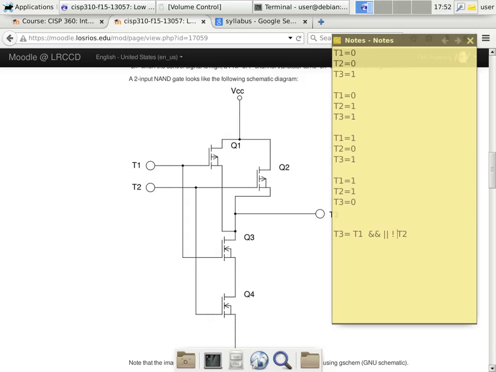T3 is not T1 and T2? Yep. Not T1 and T2 is the... Yep. Because all you have to do is look at it: T3 is on whenever at least one of the two inputs is a 0. If at least one of the inputs is a 0, T3 is a 1. The only time T3 is a 0 is when both inputs are 1s. That sounds like a conjunction, right? Because conjunction says, if both things are true, that's the only time you get something. But it's the negation of that.